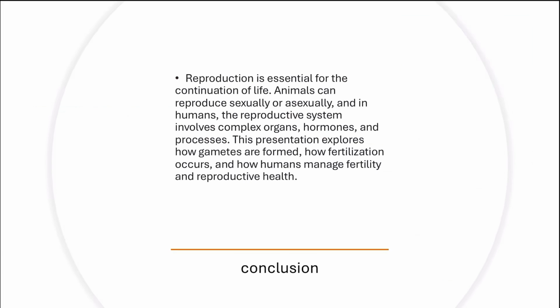And to wrap everything up and conclude, in this presentation, we learned that animals can reproduce sexually and asexually. And in humans, the reproductive system involves complex organs, hormones, and processes. This presentation also explores how gametes are formed, how fertilization occurs, and how humans manage fertility and reproductive health. And with that, we learned about the female and male organ systems and how reproduction occurs.